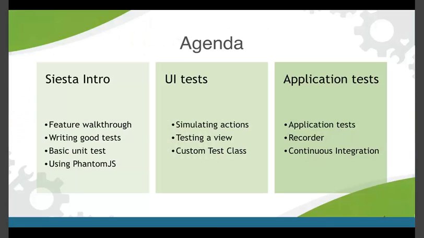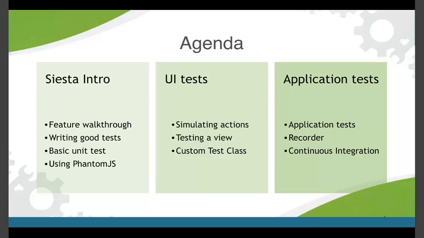So the agenda for today. We're going to start with just a brief intro of Siesta itself, walk through some of the basic features so you get to know the tool a little bit. We're going to show you how to write good tests and what are some typical traps and mistakes that we can make to write bad tests. We'll definitely want to avoid those. And then I'll show you how to write a basic unit test. And also we have PhantomJS, of course, to help us to run the test inside the IDE.